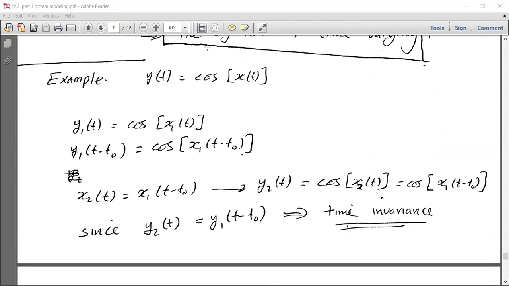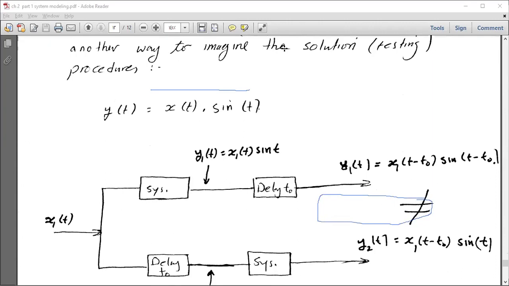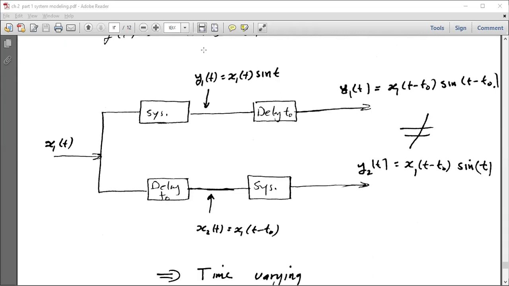This is the way you test whether a system is variant or invariant. There's another example here that I leave for you. We can see this is a time invariant system. You just follow the procedures. Here is another way to test whether the system is time invariant. You just take any input, decide its output, and then make a delay on the output. So this is the delayed version.